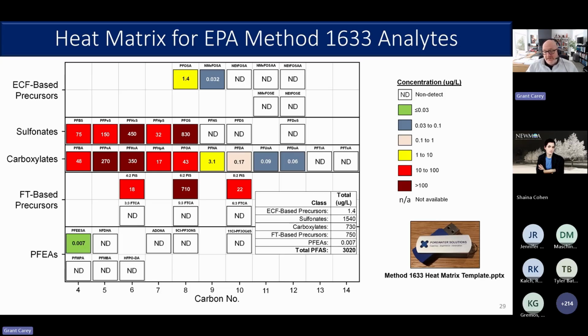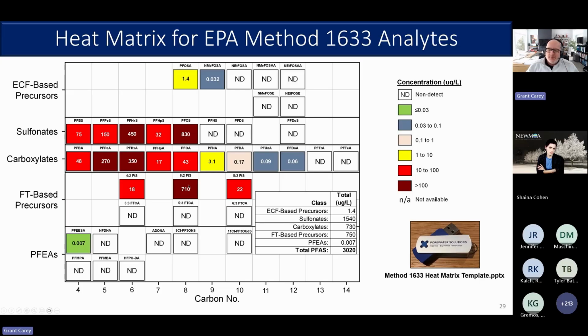So one thing I do with this is sometimes we'll actually add summary tables for each source area. You can look at the totals. You can see the sulfonates and ECF precursors, about 1,500 micrograms per liter total. Carboxylates and the FT-based precursors, around the same. And the precursors and the daughter products are all indicative of that modern FT-based AFFF.